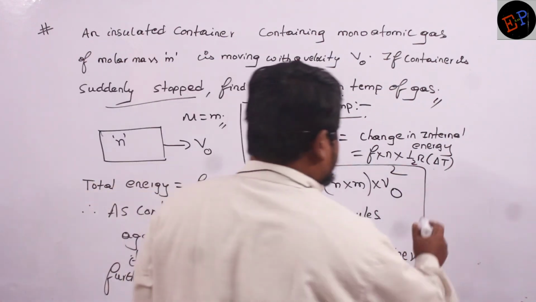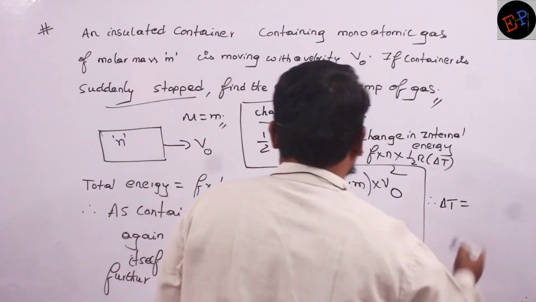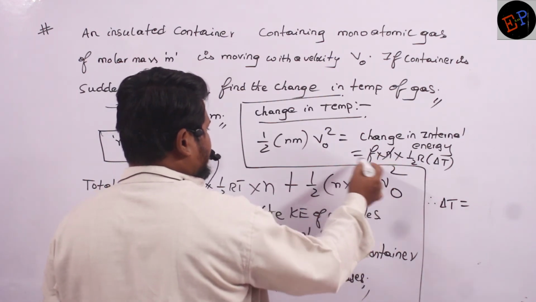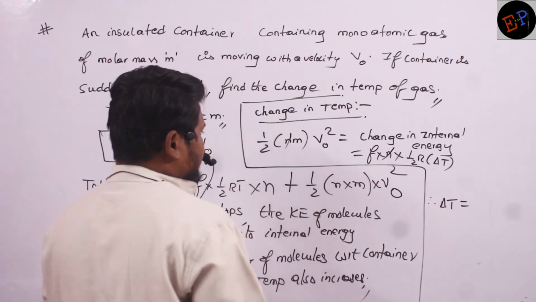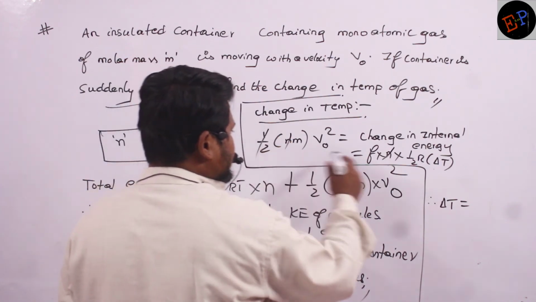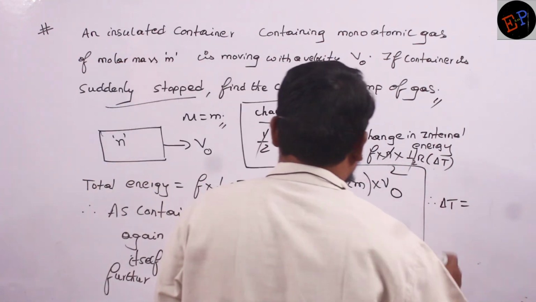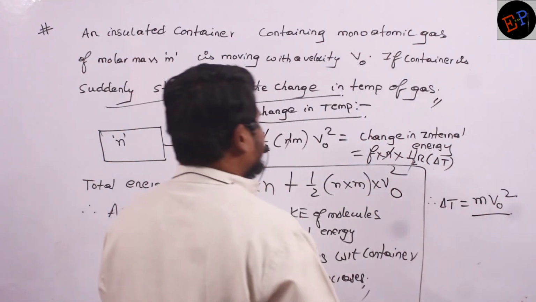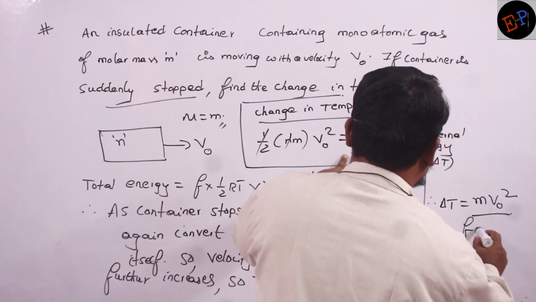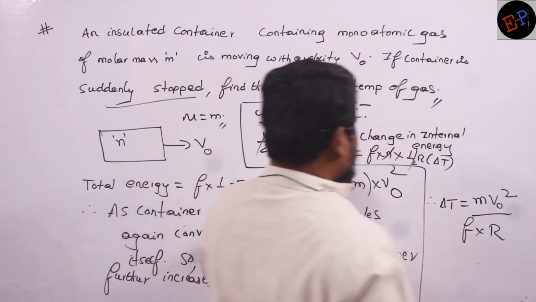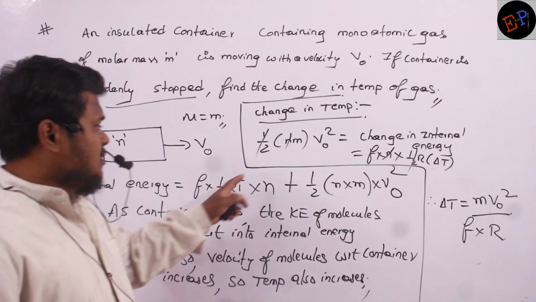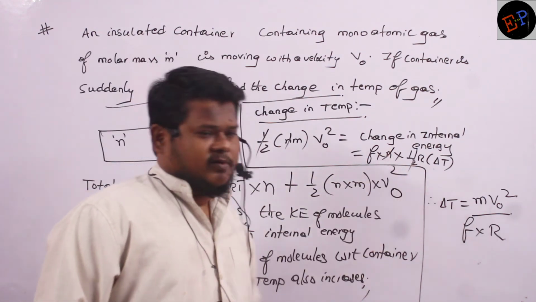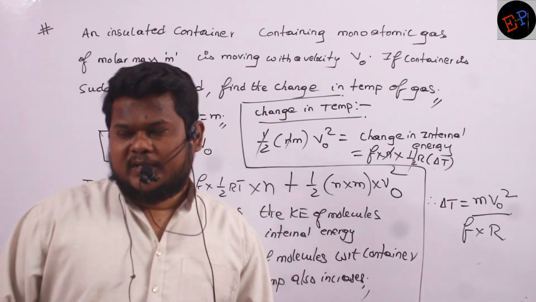Understood? So change in temperature is how much? Are there any terms which we can cancel? The number of moles we can cancel. Half and half also get cancelled. So still, m V0 square divided by F into R. That's all, correct. So m V0 square divided by F into R will be the change in temperature.